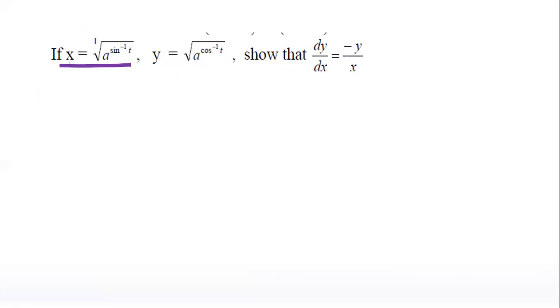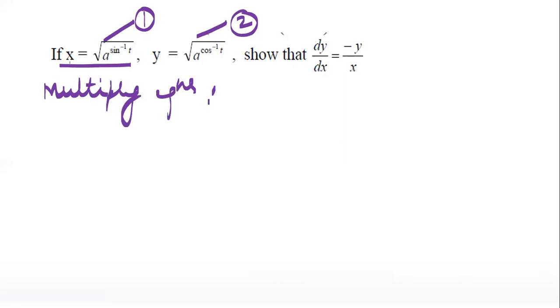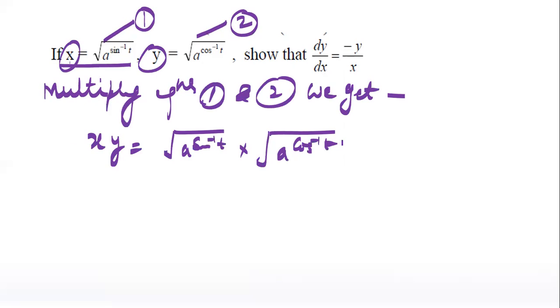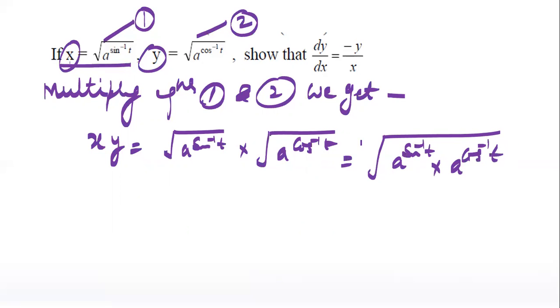But the other way, say this is equation number 1 and this is equation number 2. Multiplying equations 1 and 2, we get xy equals, left side x into y, square root of a raised to the power sine inverse t into square root of a raised to the power cos inverse t. On multiplying, we will get a raised to the power sine inverse t into a raised to the power cos inverse t, all under square root.